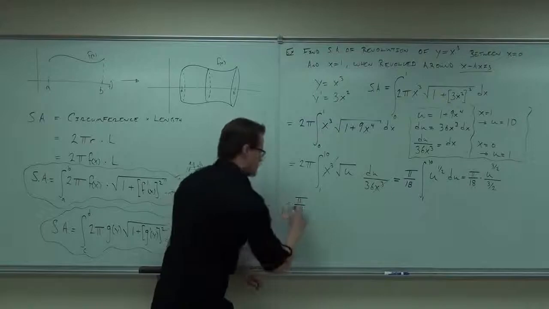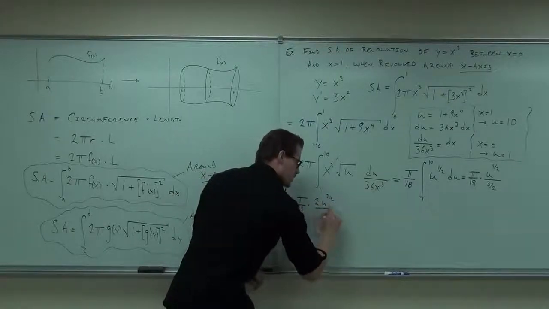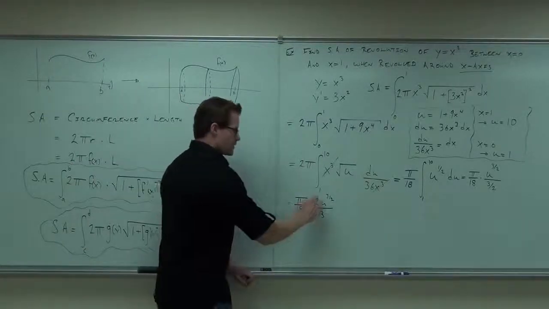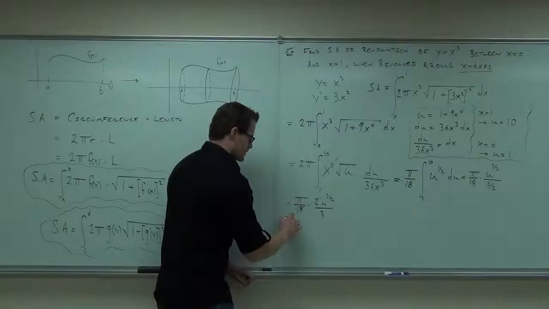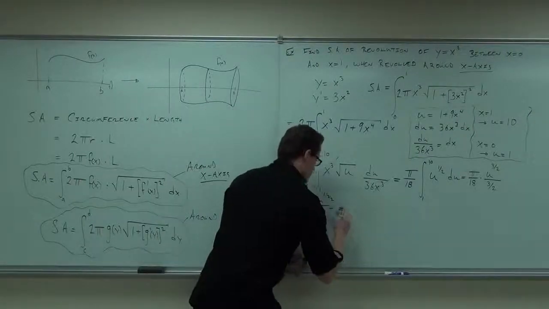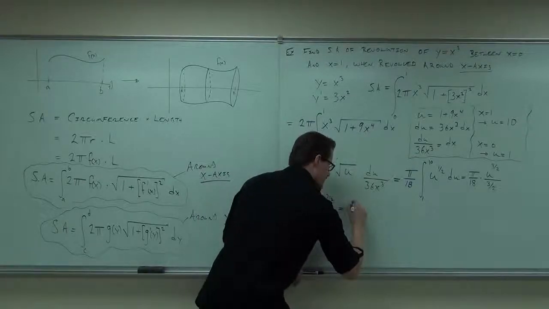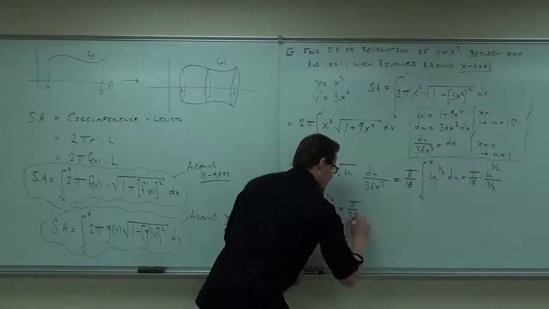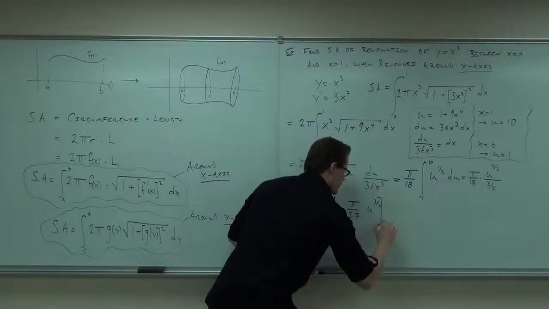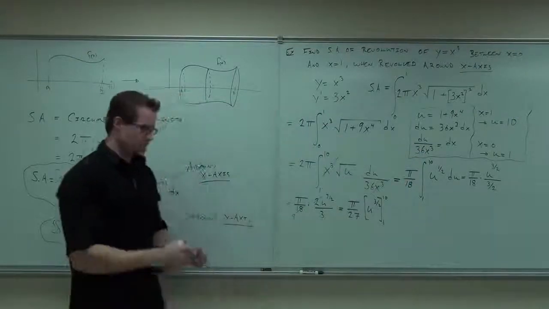Pi over 18, 2u to the 3/2 over 3, just fine. We can simplify the 2 with the 18. We'll end up getting pi over 27, u to the 3/2, and we'll be going from 1 to 10 as our integral said we would.